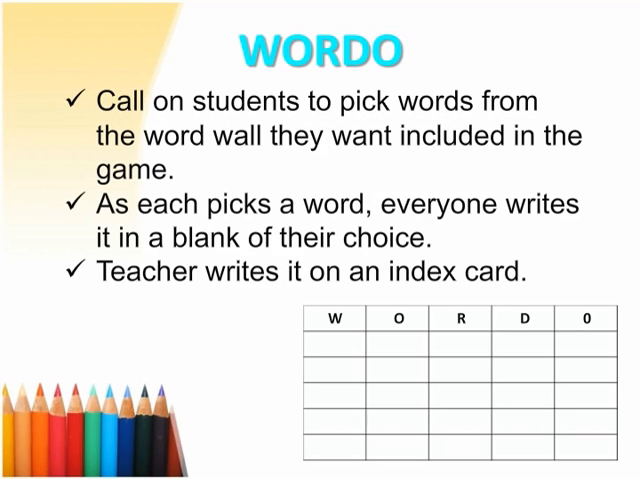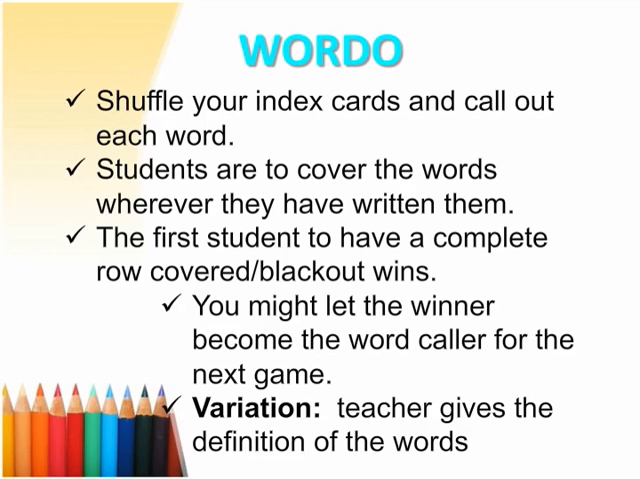To play Word-O, you would call on students to pick words from the word wall that they want to have included in the game. As each student picks a word, everyone writes it in a blank spot of their choice on their game board. The teacher writes the word on an index card. Once all of the spots are filled in on the Word-O cards, you shuffle your index cards and begin to call out words. The students are to cover the words on their cards wherever they have them written. The first student to have a complete row covered or a blackout is the winner. You might consider letting that person be the next word caller for the next game.